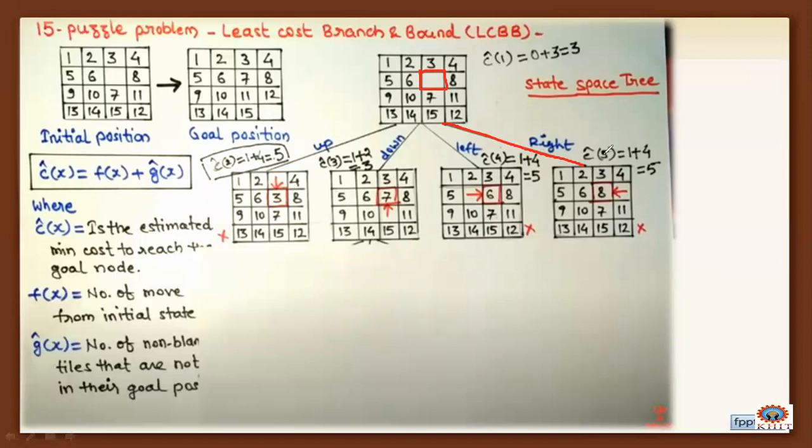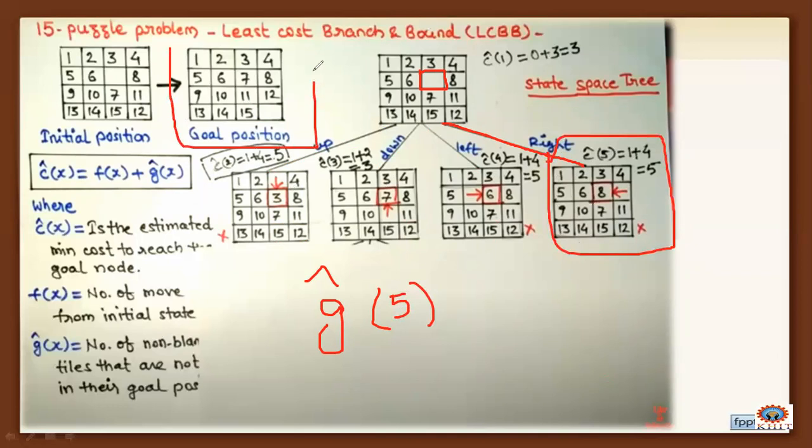So C cap of 5, F of 5 value is equal to 1, and G cap of 5 we need to calculate. G cap of 5 value, how to calculate? Now compare this with the goal position. How many values are to be really changed? Updations. There is no updation in the first row.